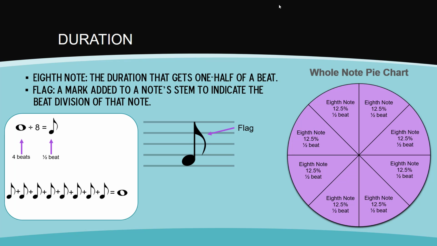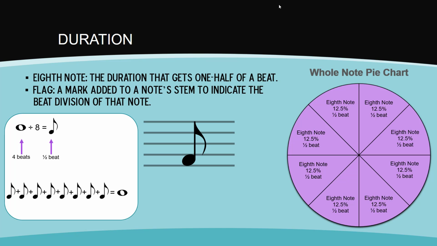A flag added to any note will cut the duration of that note in half. So, in this example, we added a flag to a quarter note. A quarter note gets 1 beat. When we add the flag, we cut that value in half, or 1 divided by 2 equals half. Therefore, an eighth note gets 1/2 of a beat.